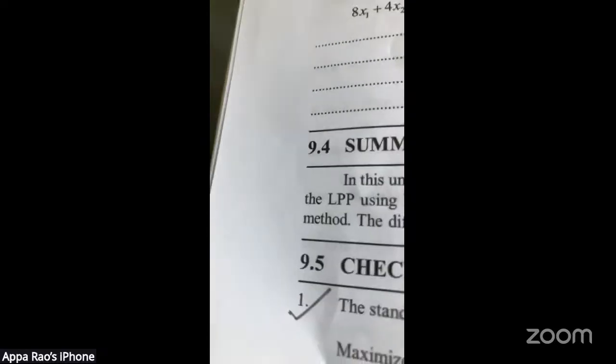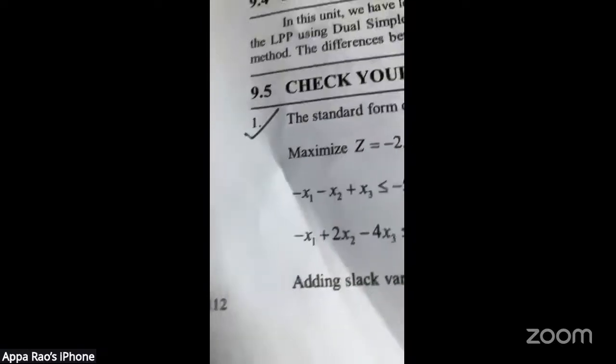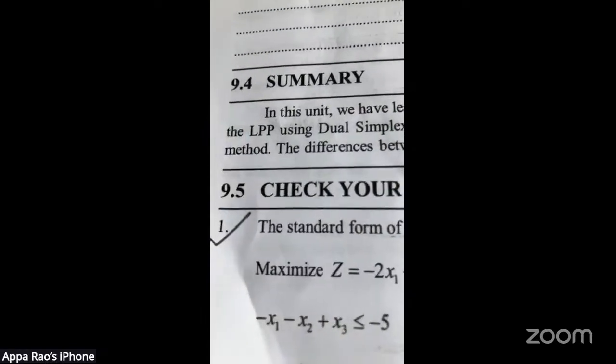So check your progress. Problem is there. What is that? Model answers. Next, page number 112. Check your progress. Model answer.